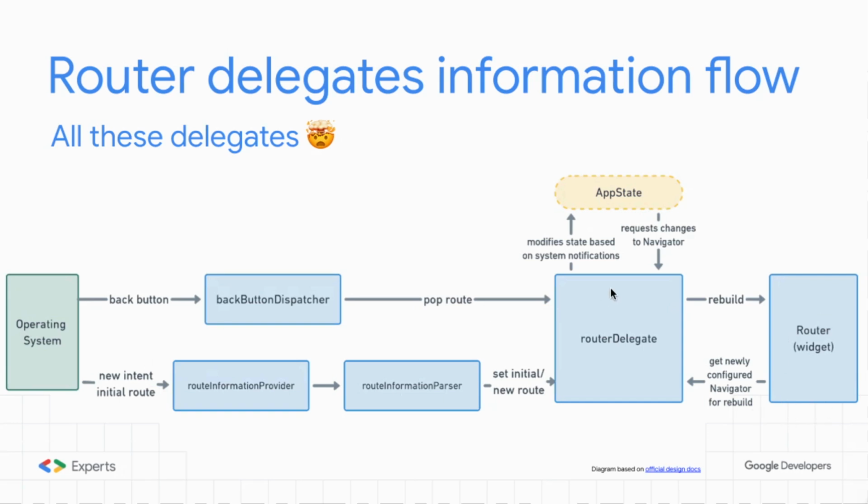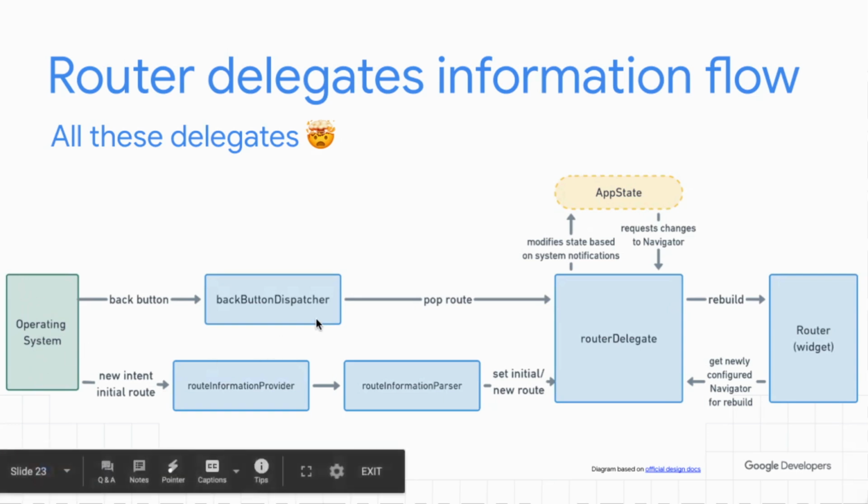And what we also have is several things. So we have our router delegate, we have our route information parser, and we have our route information provider. Here we have our operating system, so it can be Android, iOS, Windows, or whatever. And we also have this class called back button dispatcher.